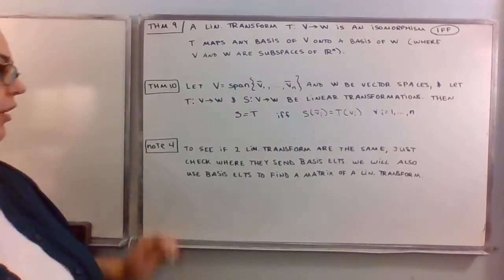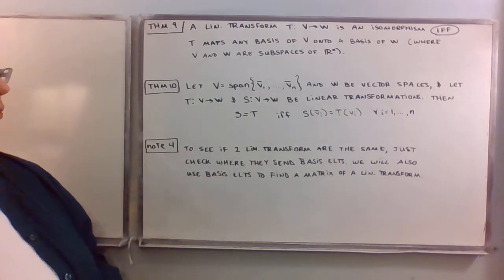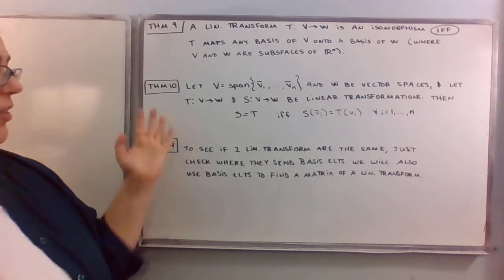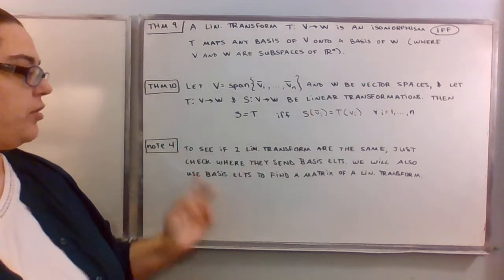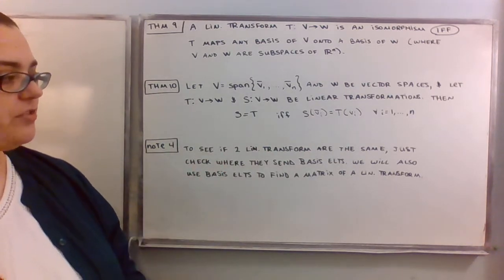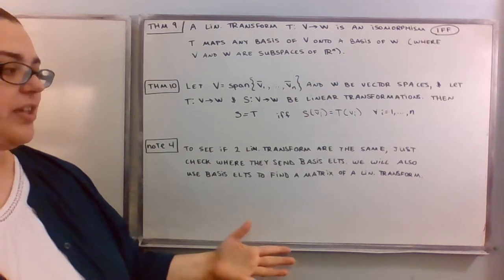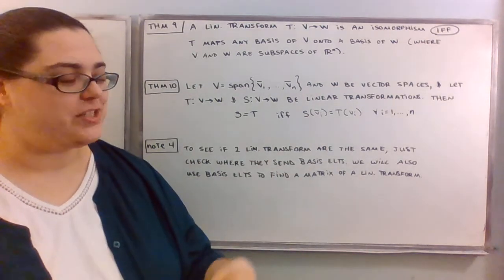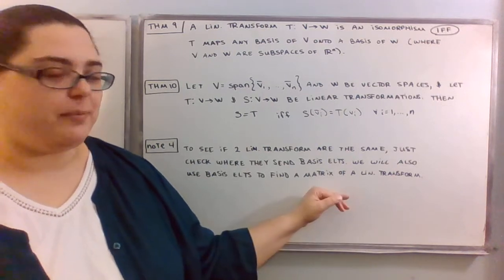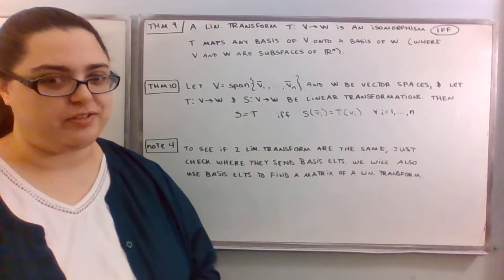Then lastly, for note 4, we're basically reiterating what theorem 10 says, but condensing it to just bases. If you want to check whether or not two linear transformations are the same, just check where they send the basis elements. And we will be sending basis elements to different places to help us create a matrix for a linear transformation in the future.